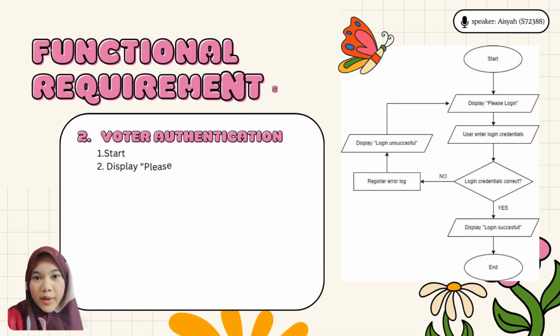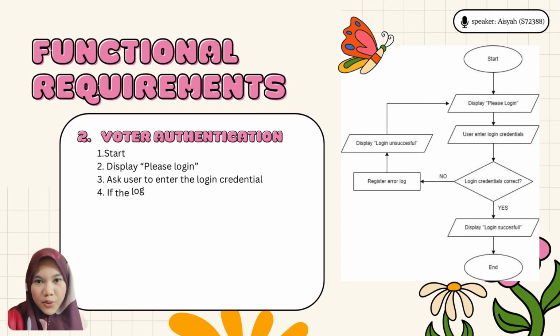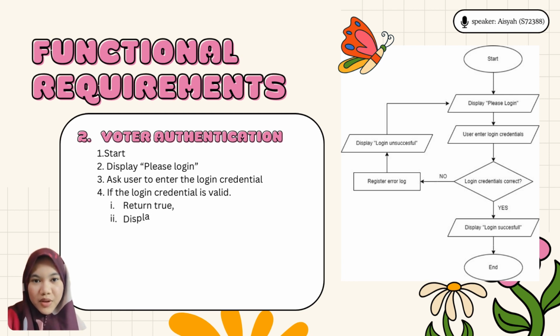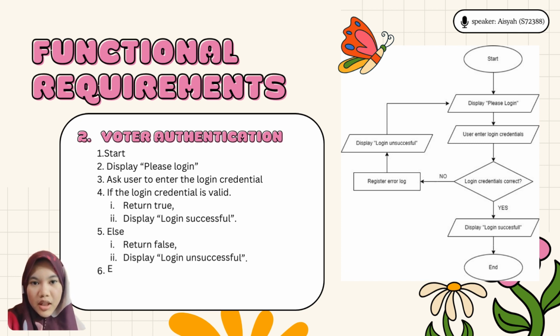Functional requirement number 2 is voter authentication. Its pseudocode begins with start, then display please login. Number 3, ask the user to enter the login credentials. After that, if the login credentials are valid, it will return true and display login successful. Else, it will return false and display login unsuccessful. And then close the pseudocode with end. As you can see, next to it is the flowchart of this pseudocode.